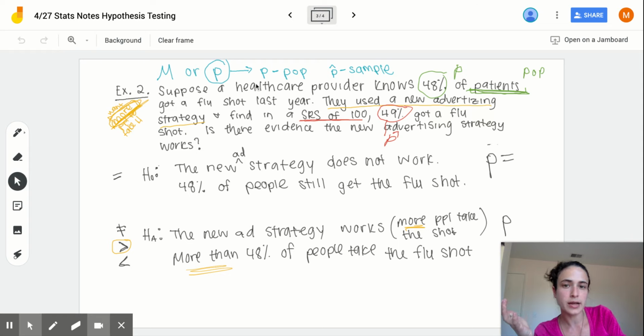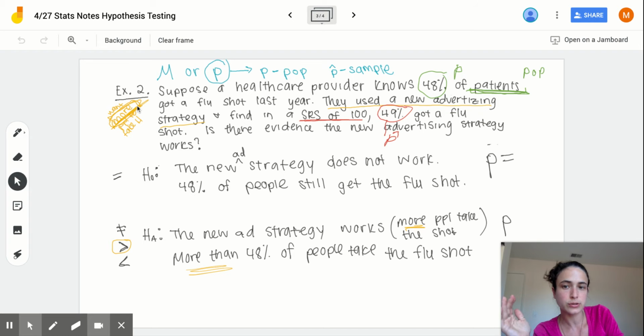So where is it talking about all patients? Right here. This is not talking about a sample. It's talking about all patients. 48% of patients got a flu shot. So this number is P because it's about the whole population, whereas this number down here, it's talking about the SRS of 100. That's going to be P hat because it's your percentage of your sample that got a flu shot, okay? So ignore this number. It's not about that. It's about the whole population.